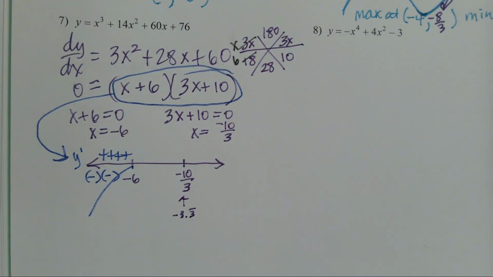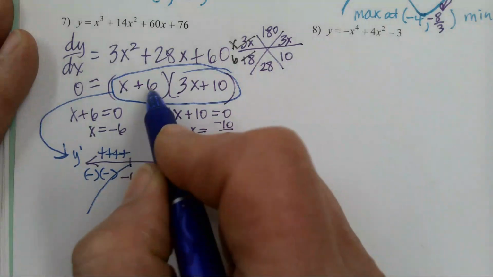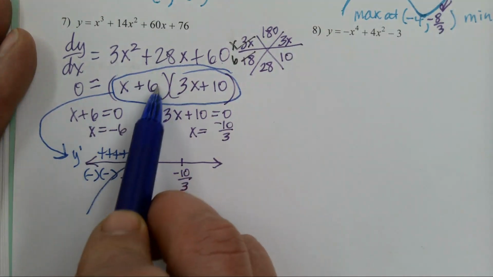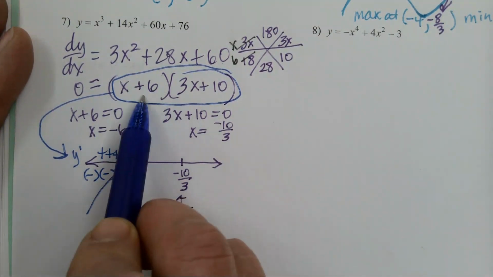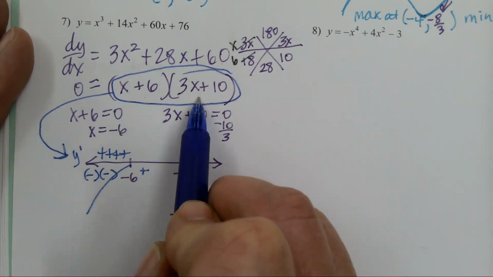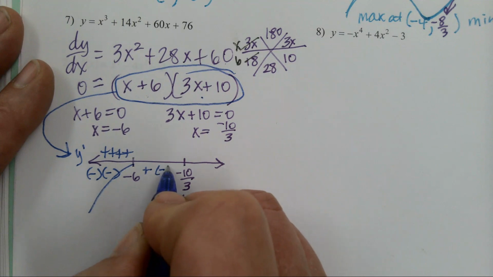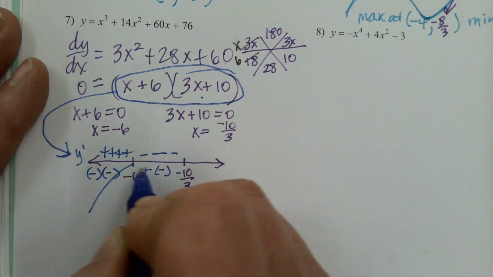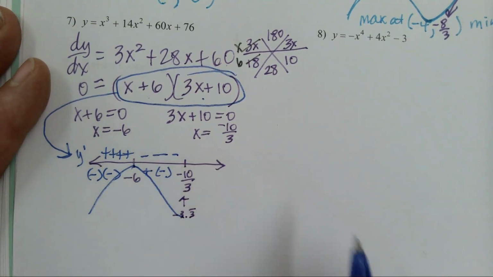Give me something between negative 6 and negative 3.3. Negative 4. Negative 4, negative 5, doesn't matter, right? What if I put either negative 4 or negative 5 in here? Positive. Here, negative, which makes a negative region, which means I'm dropping up to negative 10 thirds.